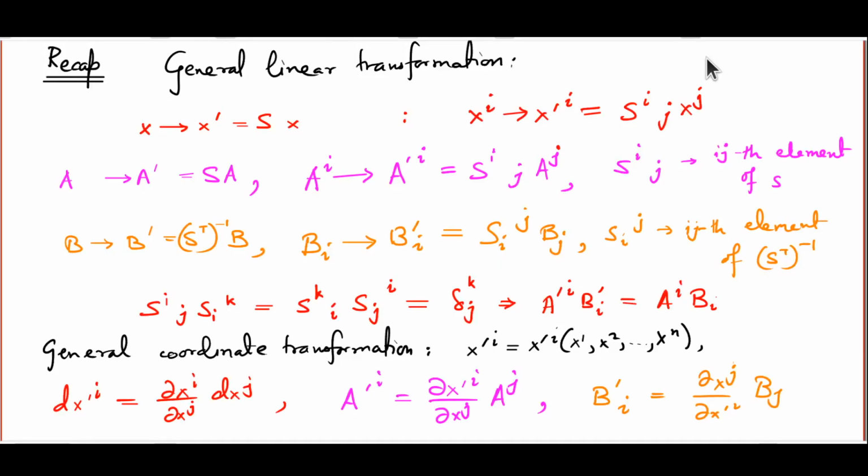Before we begin today's lecture, let me quickly recapitulate what we have covered so far. We have been talking about vectors and covectors under general linear transformations as well as general coordinate transformations. Under general linear transformation, the column vector x goes over to the column vector x prime given by the matrix S acting on x. Here x is a column vector which contains all the coordinates x1, x2, x3 up to xn in n-dimensional space, or x0, x1, x2, x3 for example in 1 plus 3-dimensional spacetime.